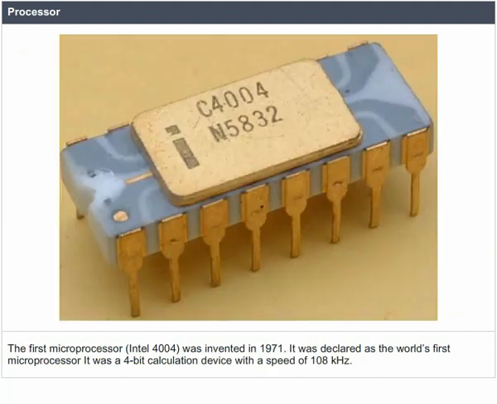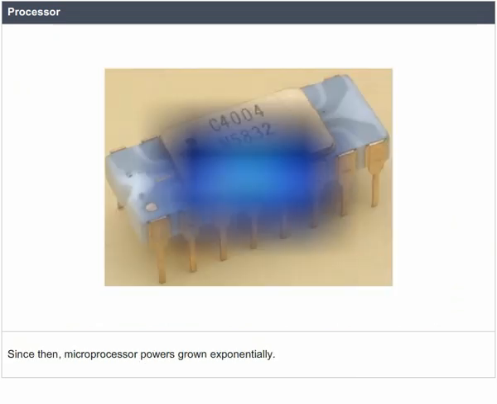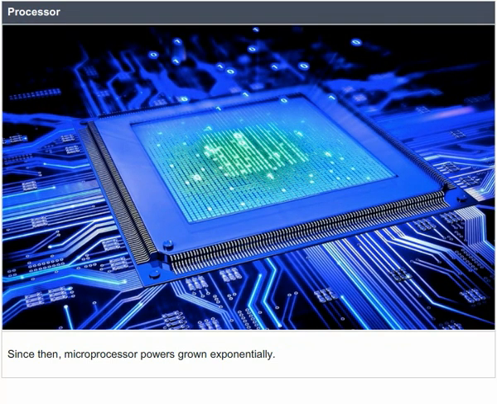memory. The first microprocessor, Intel 4004, was invented in 1971. It was declared as the world's first microprocessor. It was a 4-bit calculation device with a speed of 108 kHz. Since then, microprocessor power has grown exponentially.